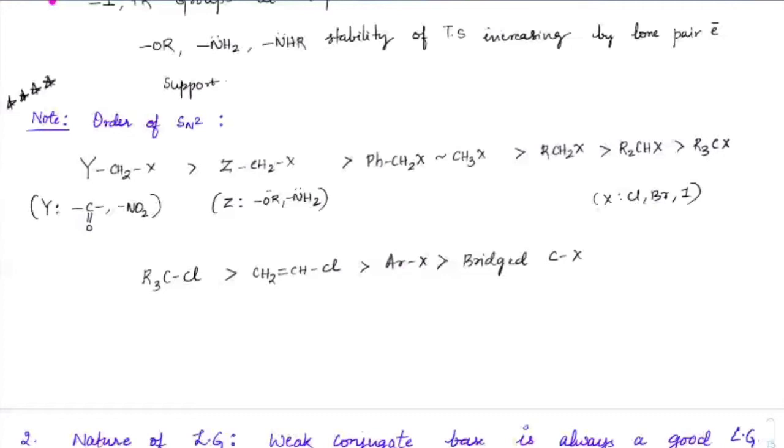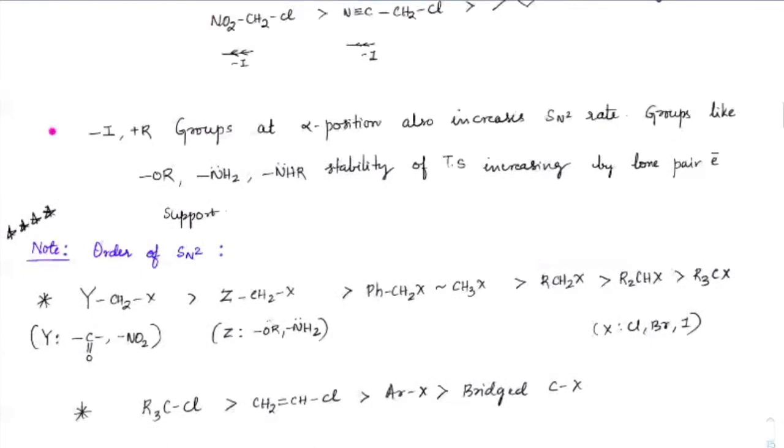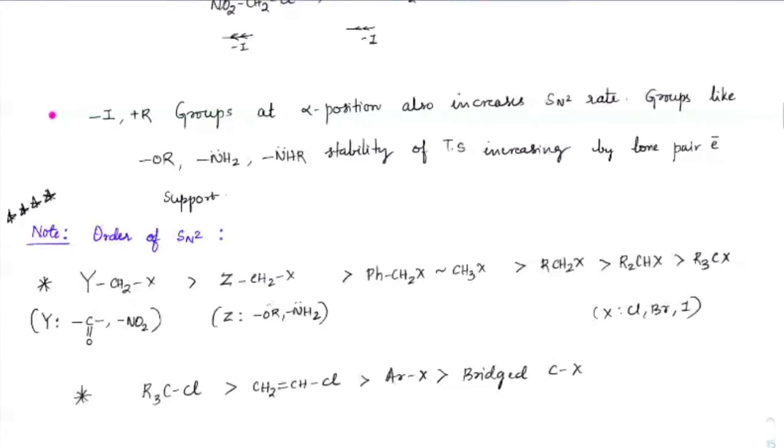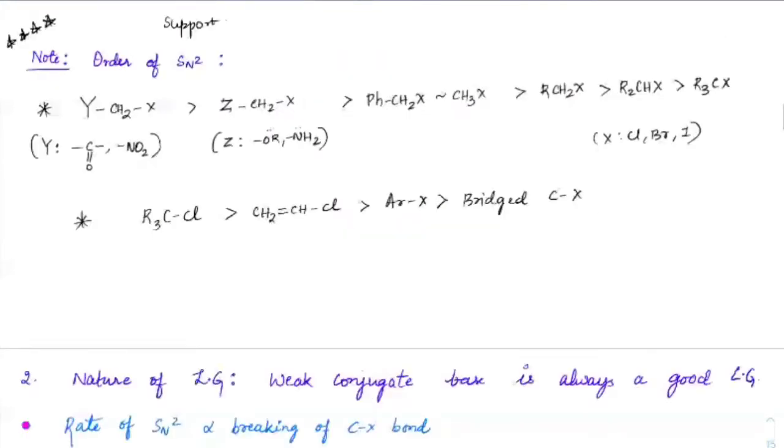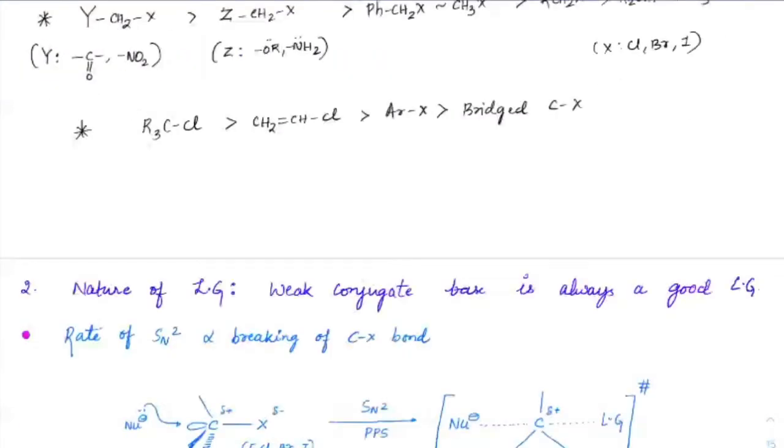The first factor is clear, everyone. What is the nature of substrate? So this is the first factor for SN2, which increases the rate of SN2. So I guess all of you understood that. So I'm going ahead. Check the next one.